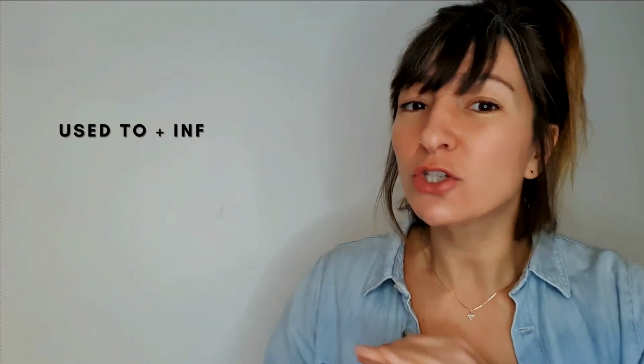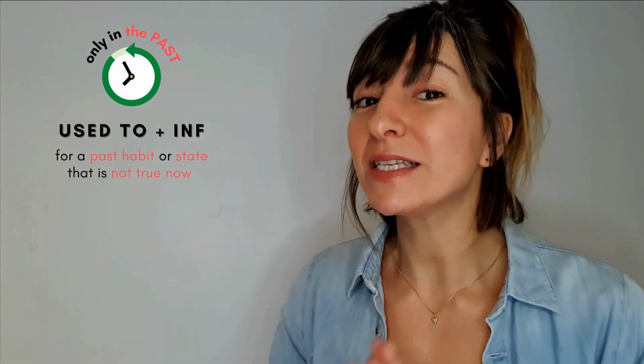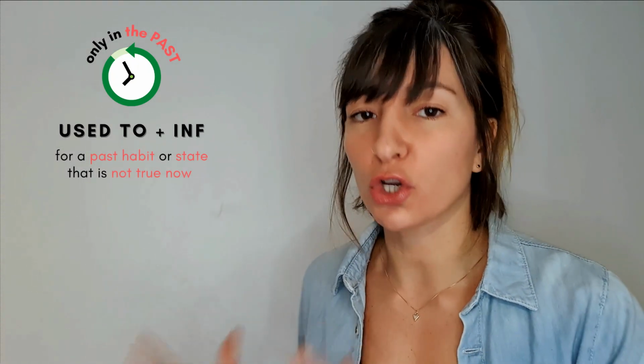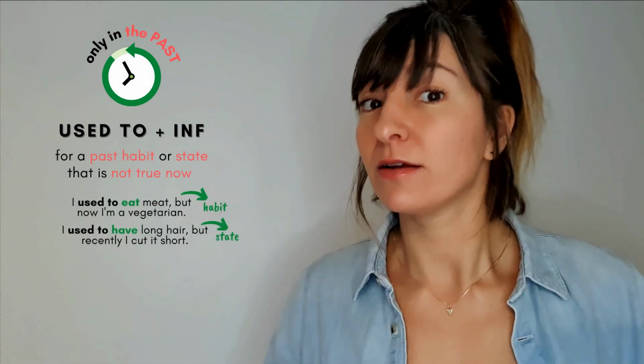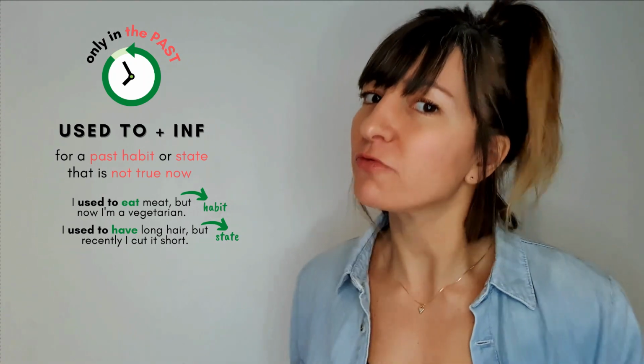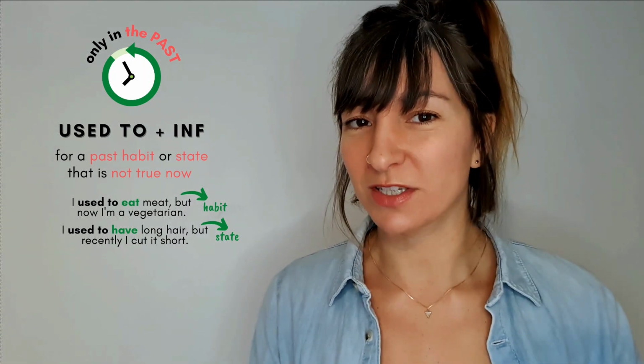Okay, let's start with used to plus infinitive. First of all, we don't use it to talk about the present or the future. We only use it to talk about the past. So used to plus infinitive refers to a repeated action, a habit, or a state in the past that is no longer true. I used to eat meat, but now I'm a vegetarian. I used to have long hair, but recently I cut it short.